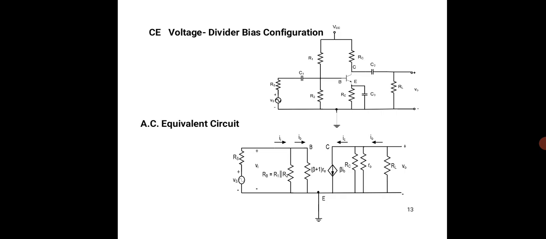I have a drop across RE, which is given by (beta plus 1) RE, and this is the current source, indicated with an arrow over here. Then RC is there, another one is R0, and of course the final load is there. You can see the various currents mentioned and the direction of the current flow.